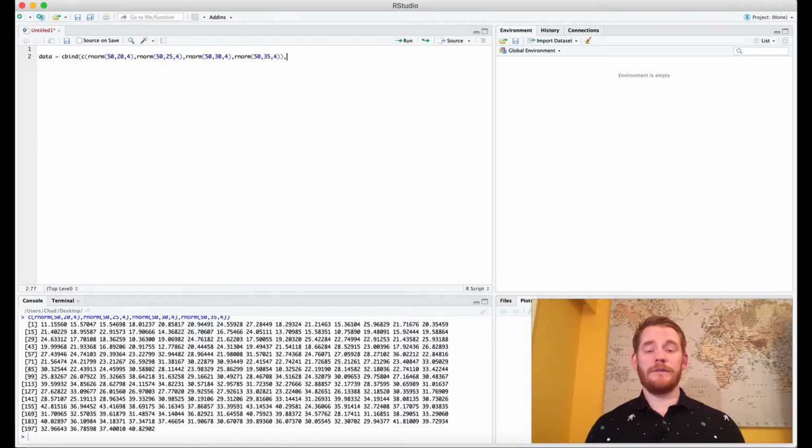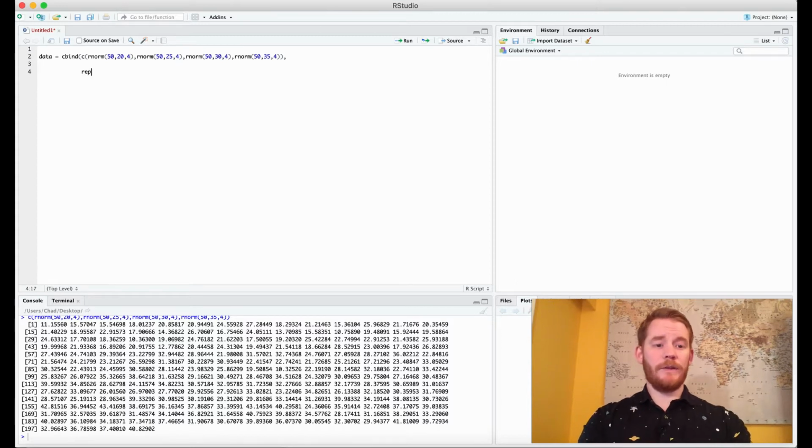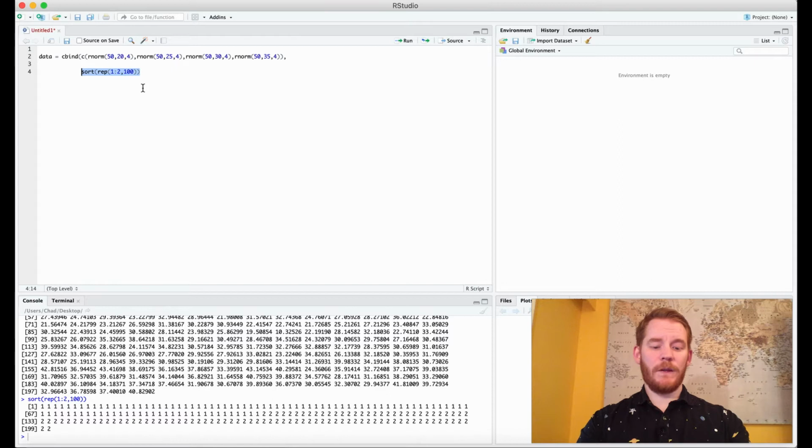Next, we need to designate the levels of our factors. The next column is going to be our first factor, and it's going to have 2 levels. The column after that is going to be our second factor, and it's going to have 2 different levels as well. I'm going to write it out here, and then you'll see what I do. We're going to use the repeat function. We're going to do 1 to 2, 100 times, but then we're going to sort it. So we're going to get 100 ones and 100 twos, and that looks like this. Great. I'm going to put that up here.